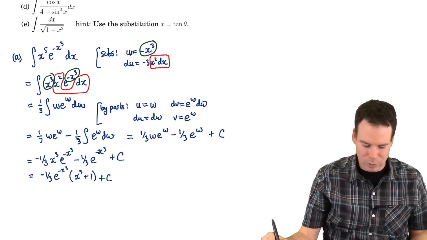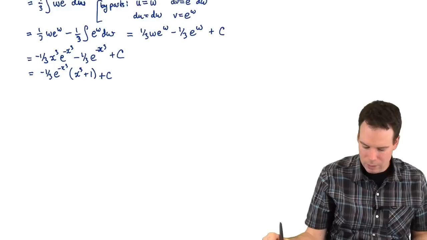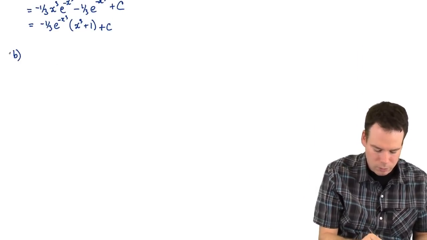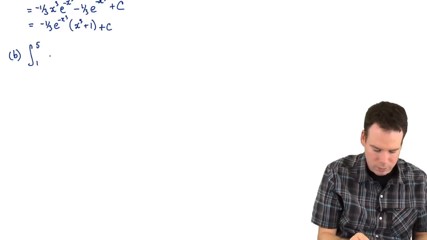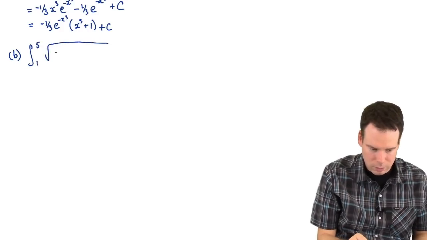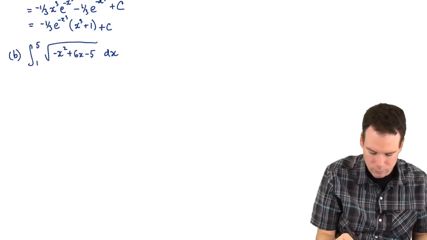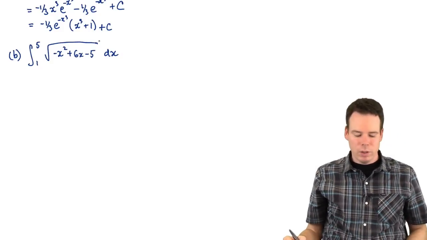How about the next example? Let's see, b is the integral from 1 to 5 square root of negative x squared plus 6x minus 5 dx. Now what can we do with this?